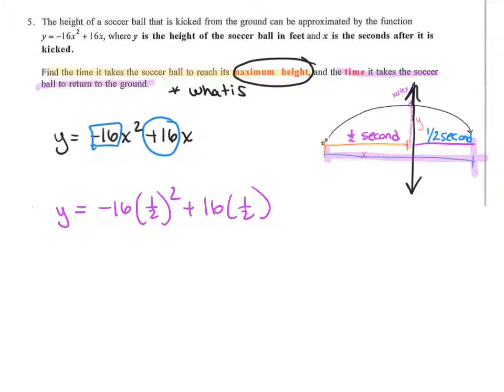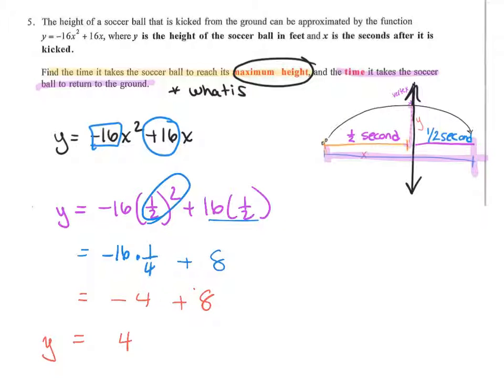And when I do that, order of operations says you do exponents first. 1/2 squared is really 1/4. 1/4 times -16 is kind of like saying what is -16 divided by 4, and that is going to give you -4. And then half of 16 is actually 8, so this is really -4 plus 8, which is 4. This is telling me that the maximum height is going to be 4 feet off the ground, because when half a second happens, you are at 4 feet off the ground. This is my vertex.